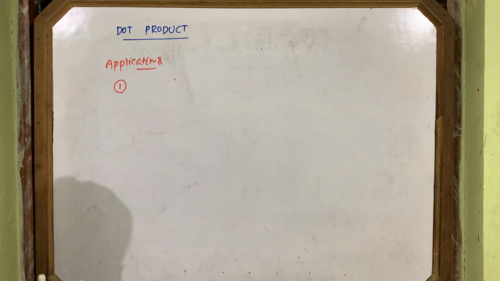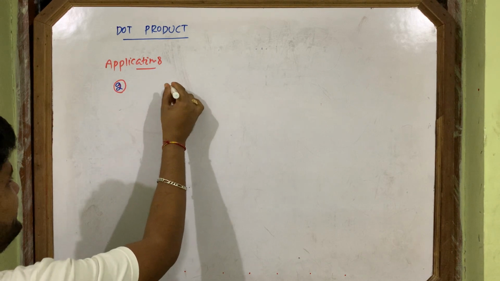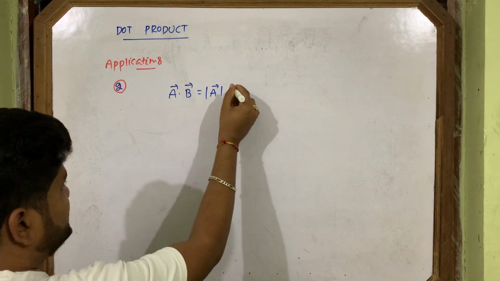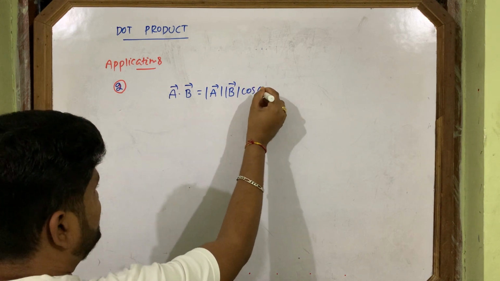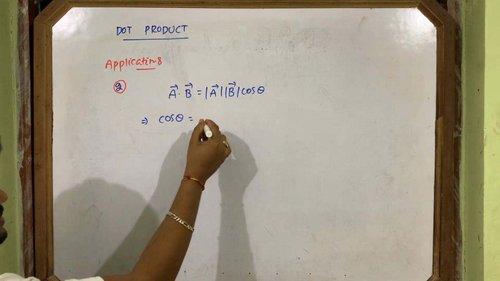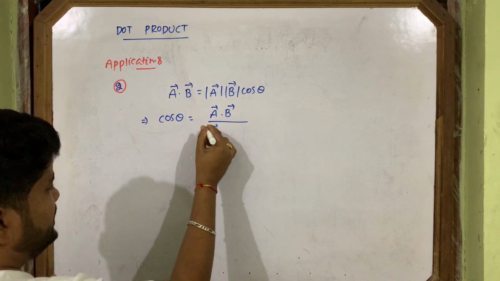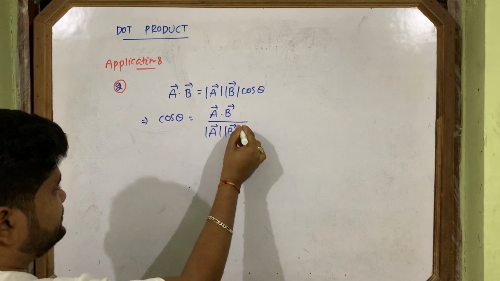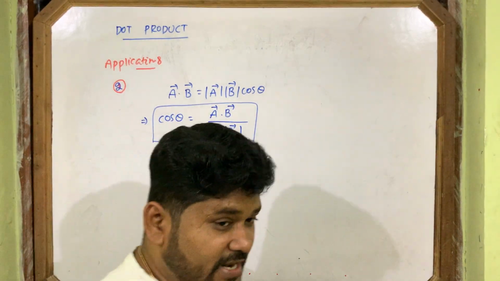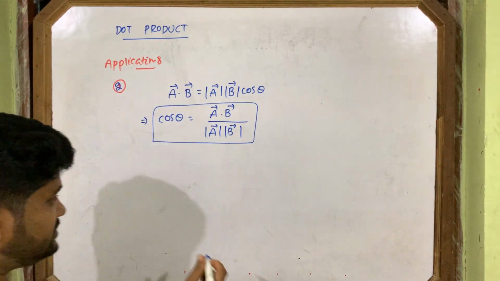We can find the angle between two vectors, but how do we find it? A vector dot b vector is equal to |a vector| |b vector| cos theta. So this implies that cos theta is equal to a vector dot b vector divided by |a vector| |b vector|. So this formula you can use to find the angle between two vectors. How will we do it? Let's give a question.